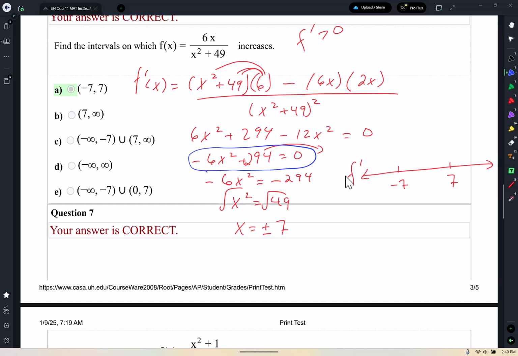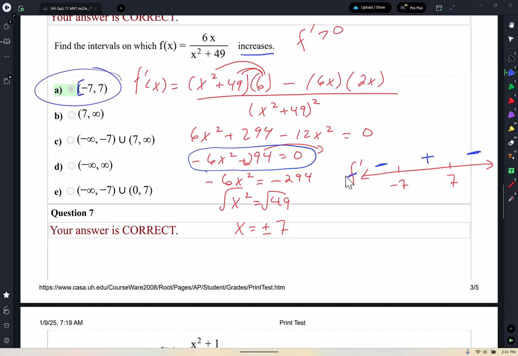If I choose a number to the left of -7, like -10, -10 squared is 100. 100 times -6 is -600. But when I add 294, it's going to stay negative. Do you guys see that? Pick a number between -7 and 7, like 0. 0 squared is 0. 0 times -6 is 0. 0 plus 294 is going to be positive. Pick a number like 10. 10 squared is 100 times -6 is -600. -600 plus 294 is another negative. They want it increasing. So this is my derivative sign chart. So where's my derivative positive?